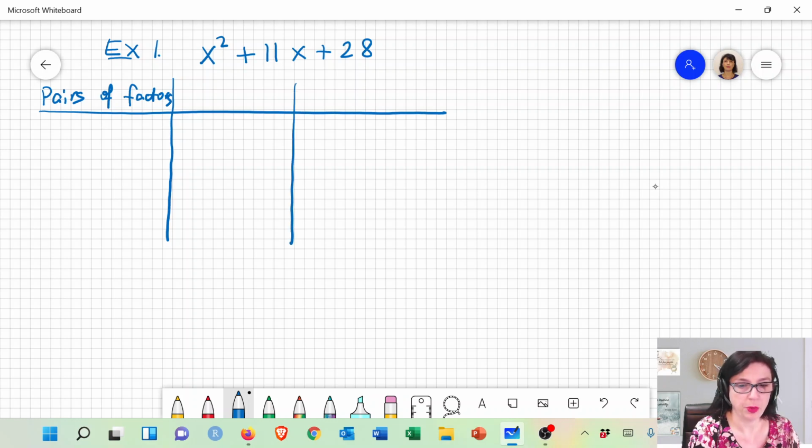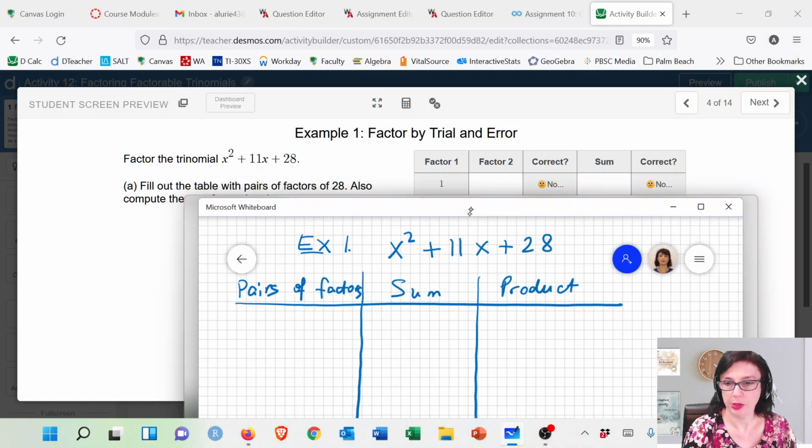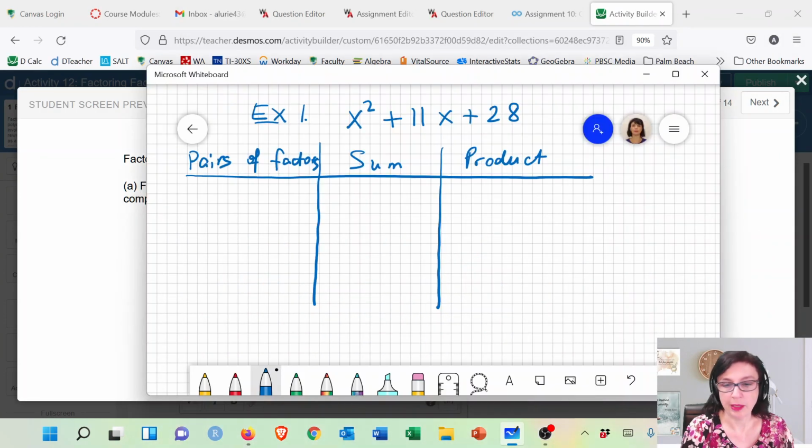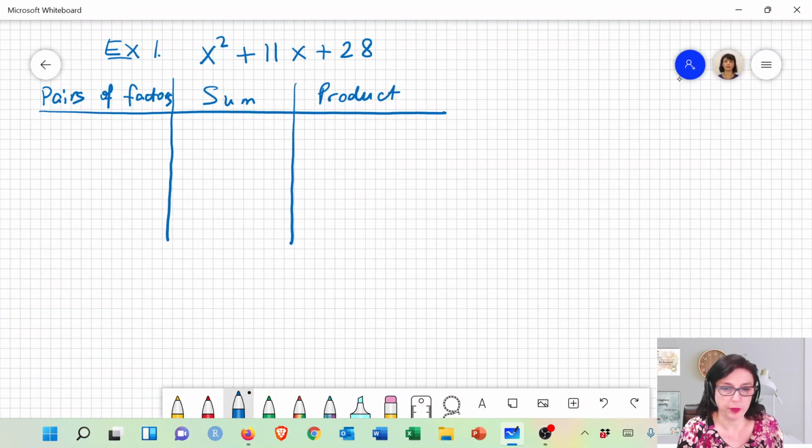Then in this column, we're going to put the sum, and in this column, we're going to put the product. Okay, so sum and the product. And you can of course switch them. You can put product first and then sum. It really doesn't matter. Okay, so what sum and what product? What are we talking about?